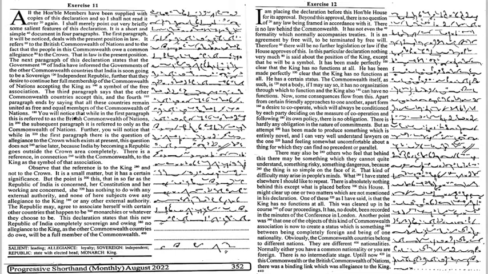The Republic may agree to associate herself with certain other countries that happen to be monarchies or whatever they choose to be. This declaration states that this new Republic of India, completely sovereign and owing no allegiance to the king, as the other Commonwealth countries do owe, will be a full member of the Commonwealth. I am placing the declaration before this Honorable House for its approval. Beyond this approval, there is no question of any law being framed in accordance with it.